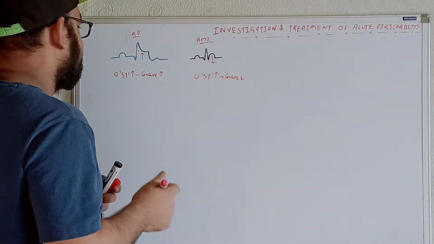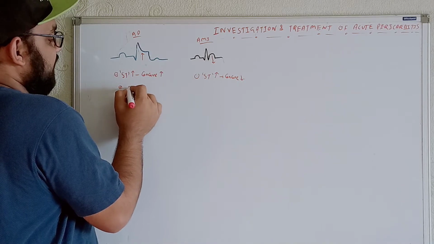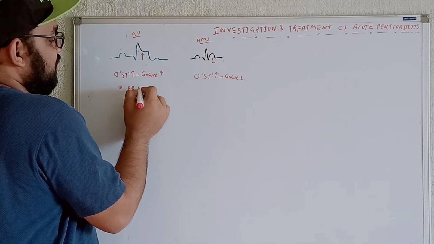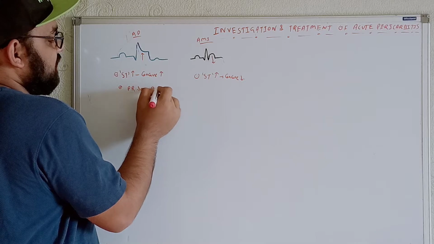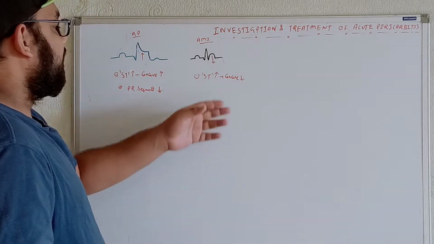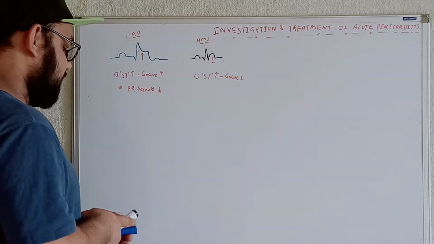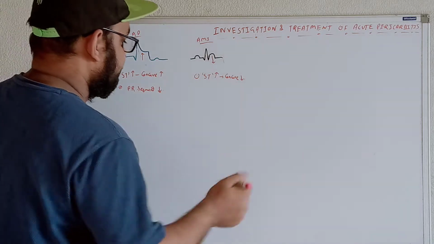And along with that, in these cases we will also get the PR segment, we get the PR segment depression. So why are you not getting PR segment depression in acute myocardial infarction? Try to understand from this diagram.